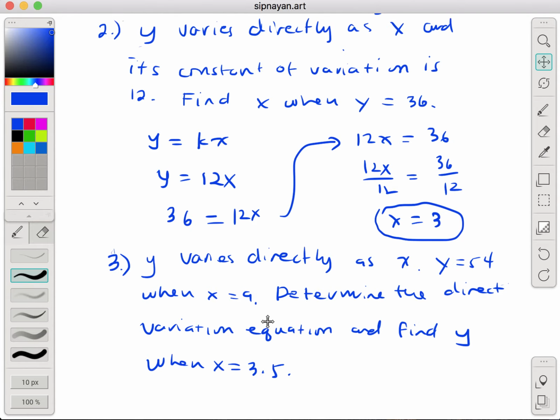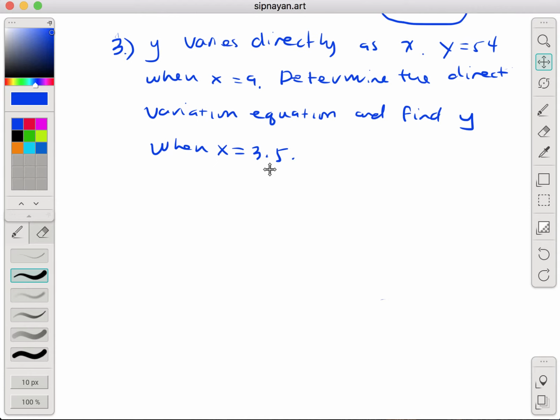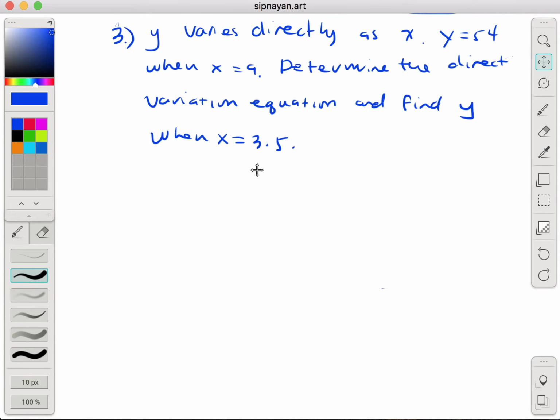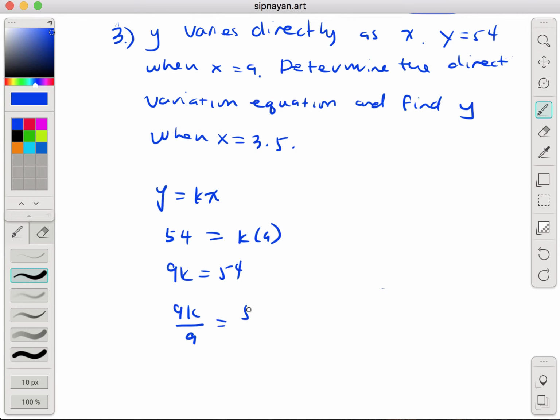So, it's still okay. Number 3, we have y varies directly as x. Y is equal to 54 when x equals 9. So, varies directly. So, y equals kx. And then, y is equal to 54. So, substitute natin when x equals 9. So, k times 9. Meaning 9k equals 54. So, both sides we divide by 9. So, 54 over 9. So, we have k equals 6.